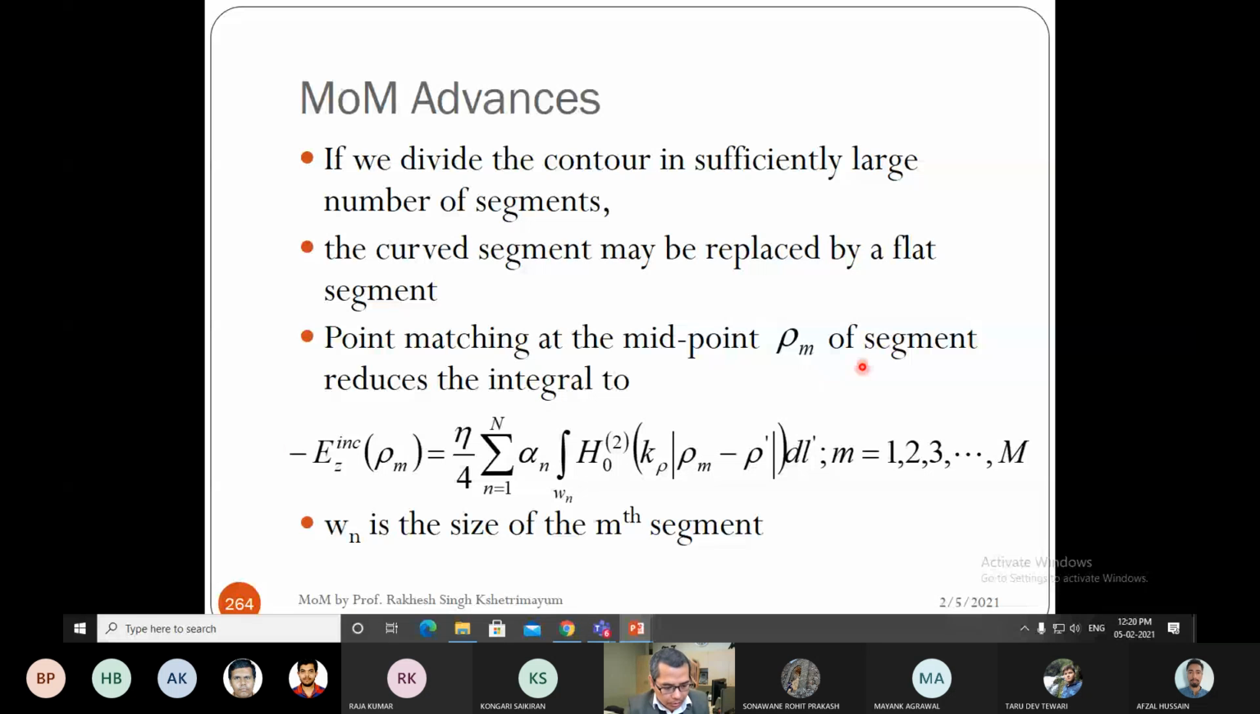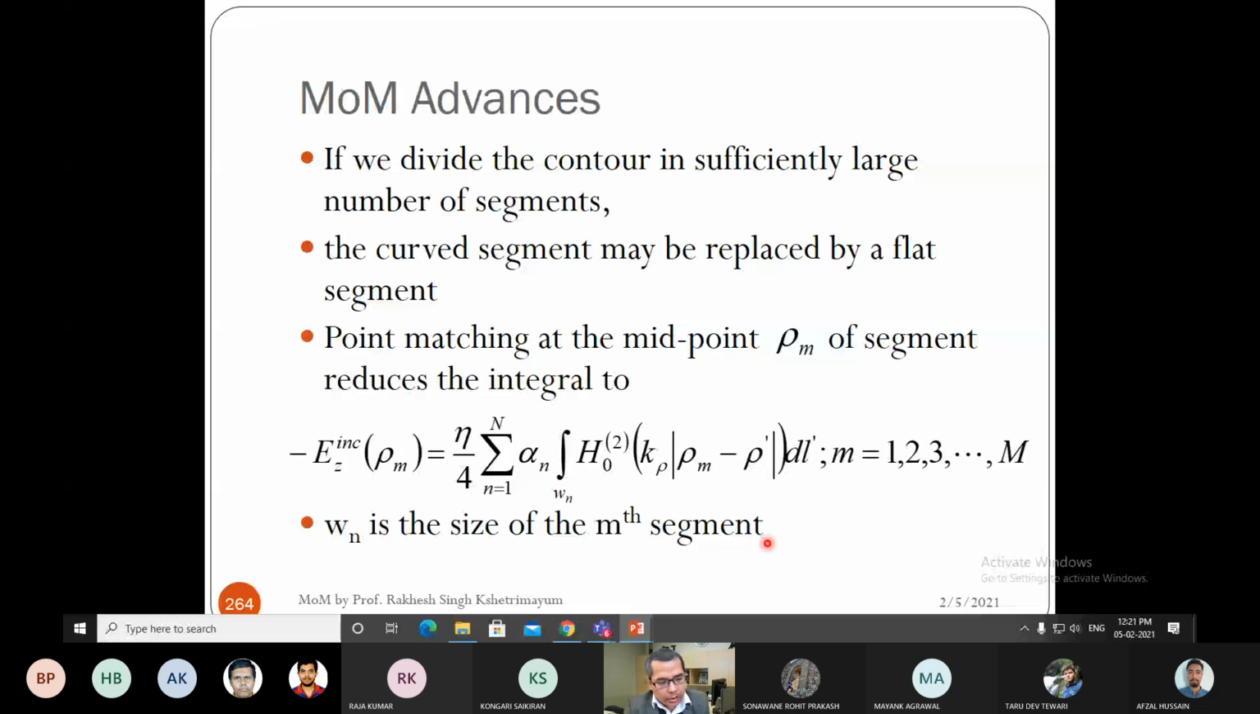Ez incident, this is the observation point rho m. And what was the integral equation? We have H0(2)(k |rho minus rho dash|). Here the observation is rho m, dl dash. Then since we are doing summation n going from 1 to capital N alpha n, this will be over a 1 unit subsection. So Wn is the size of the nth segment. So this is the MoM equation you have now.